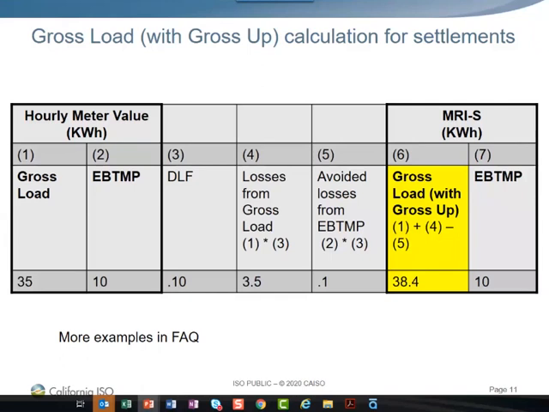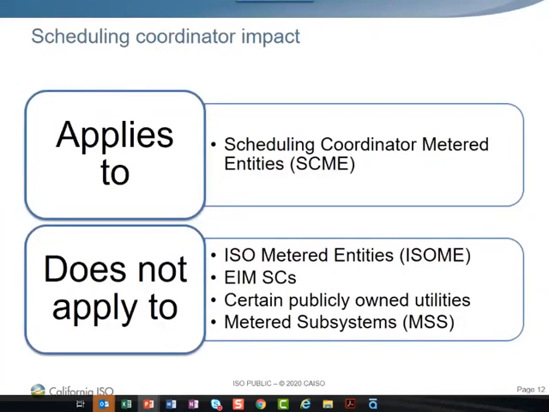So who does this apply to? Well, it applies to scheduling coordinator metered entities, so SCMEs. This does not apply to ISO metered entities, EIM scheduling coordinators, certain publicly owned utilities, or metered subsystems. So if you're a scheduling coordinator metered entity, this applies to you.